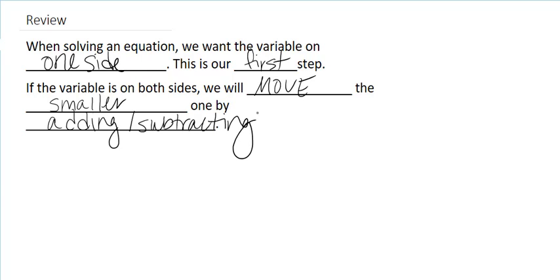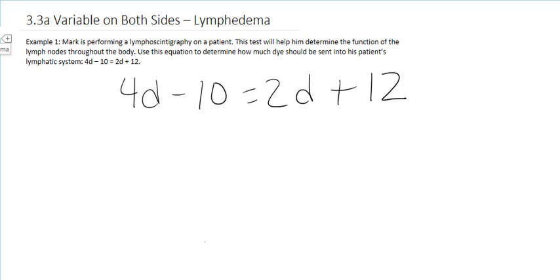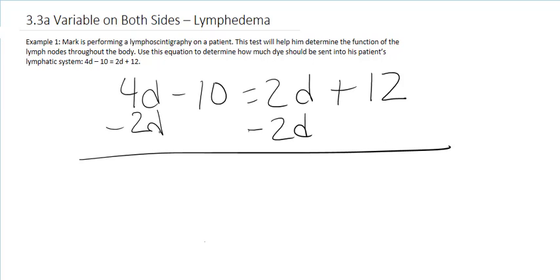So let's now go back to our problem. So we will need to move 2D because it's the smaller one. So to get rid of 2D on the right hand side, we will subtract 2D. So we go minus 2D, minus 2D. So 2D minus 2D is equal to 0.